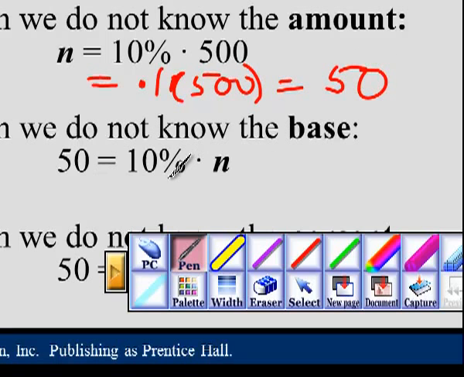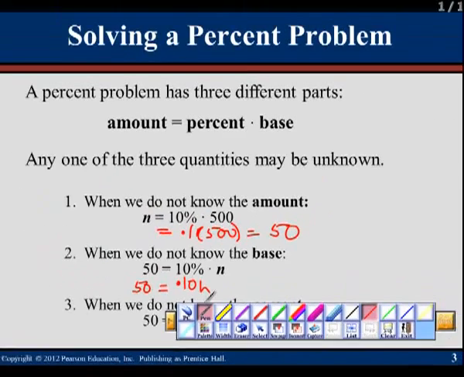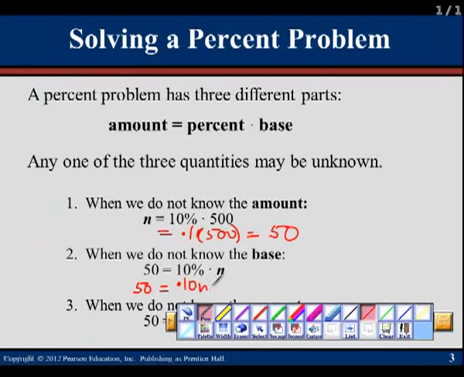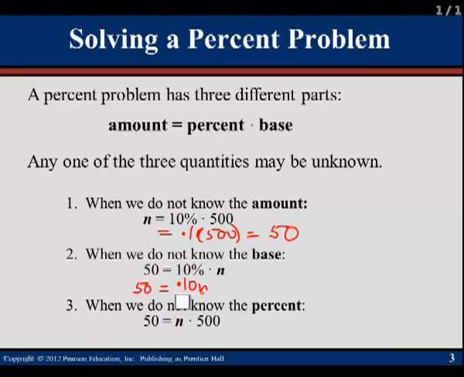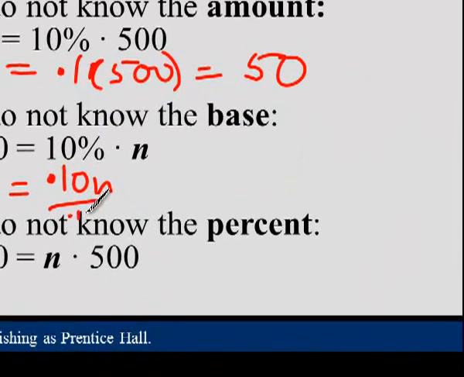Okay, here we do not know the base, but we do know the percentage. Again, convert that to 0.1 equals 250. So that's 0.1 n. And then you divide by 0.1. Divide by 0.1, and you get n equals 500.